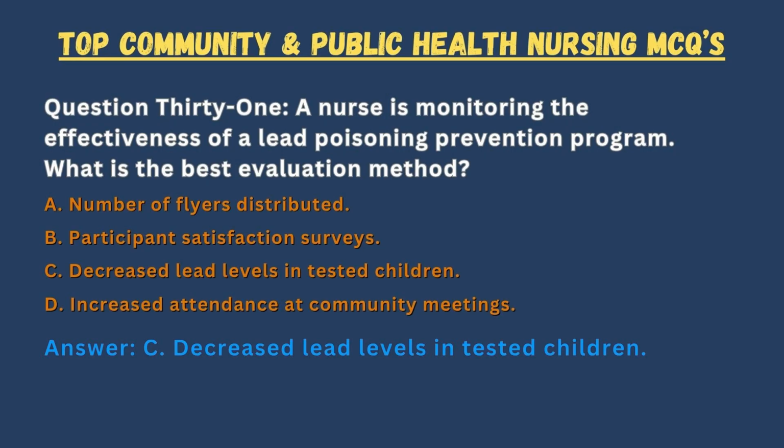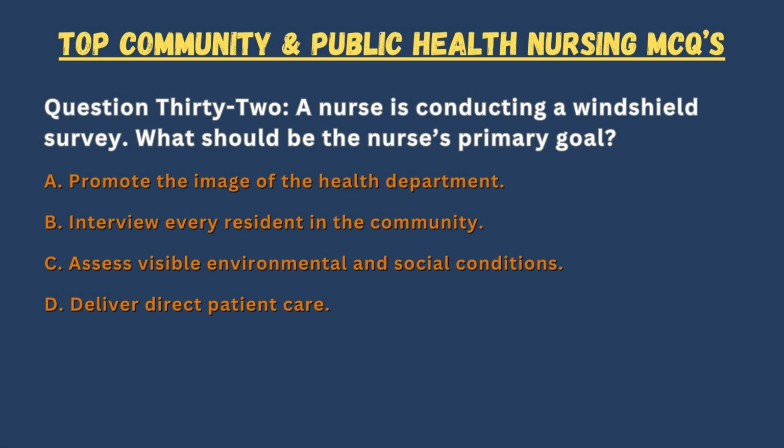Answer: C. Decreased lead levels in tested children. Question 32. A nurse is conducting a windshield survey. What should be the nurse's primary goal? A. Promote the image of a health department. B. Interview every resident in the community. C. Assess visible environmental and social conditions. D. Deliver direct patient care.